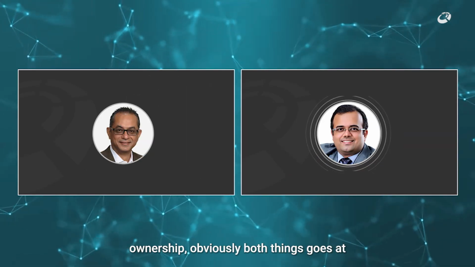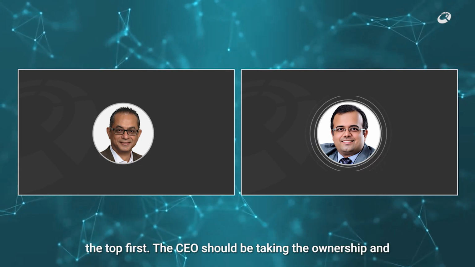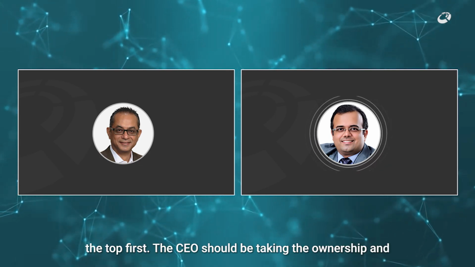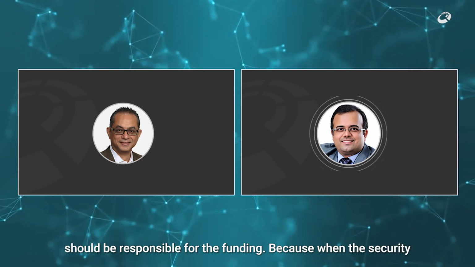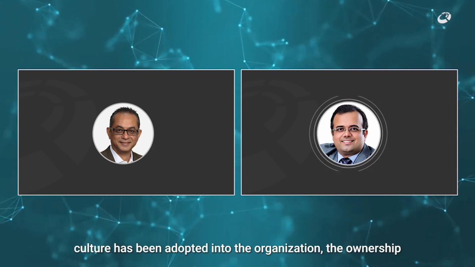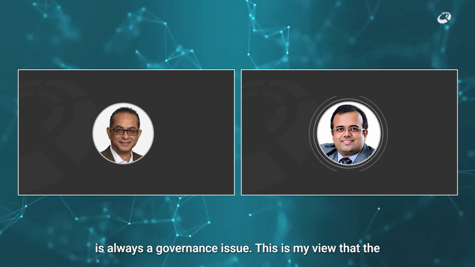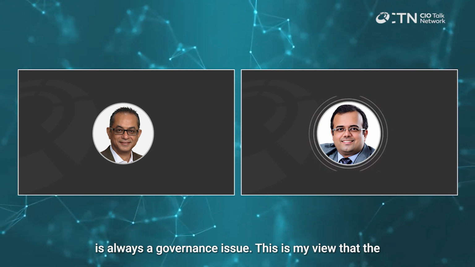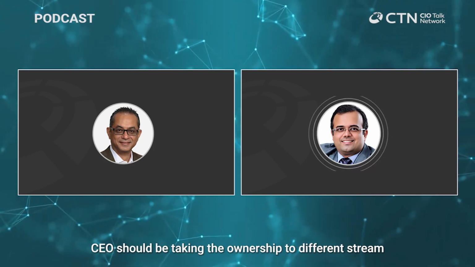When we talk about funding and ownership, both obviously go to the top first. The CEO should take the ownership and be responsible for the funding, because once a security culture has been adopted in the organization, ownership is always a governance issue. This is my view: the CEO should take the ownership and then delegate it to different stream leaders.